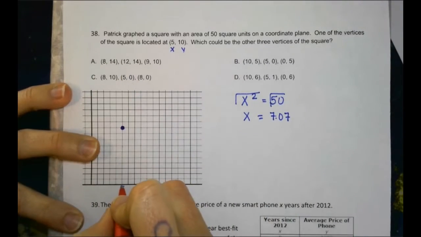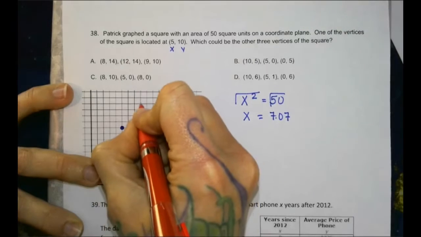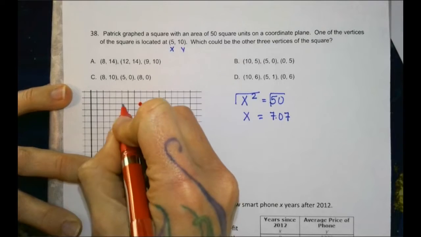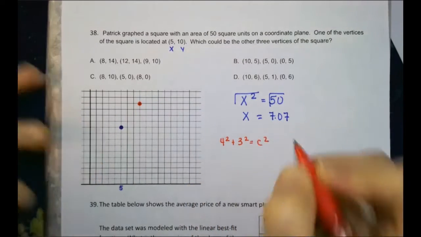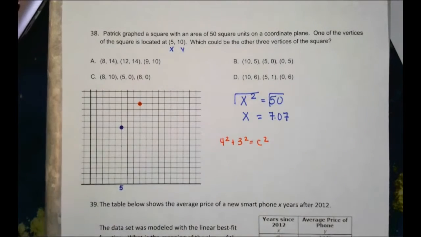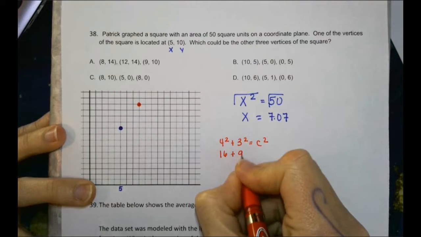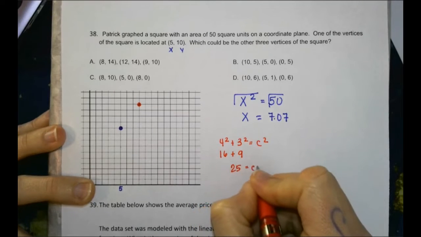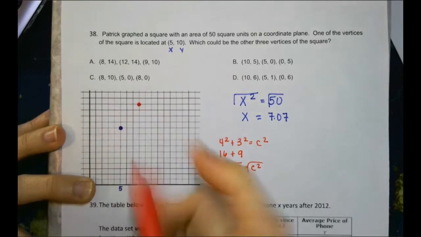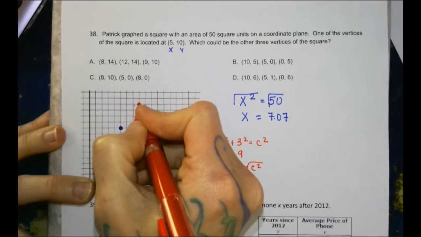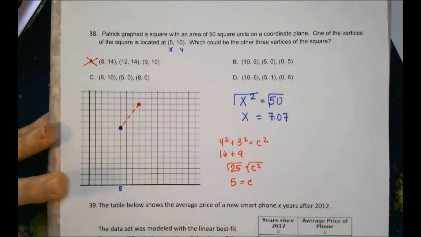So 8 and 14, 5, 6, 7, 8, 10, 11, 12, 13, 14. This is a 4 by 3. So 4 squared plus 3 squared equals C squared. And we can just check that one alone. If it doesn't give us a 7.07, we know we're done. So it's 16 plus 9, which gives us 25. And the square root of 25 is 5. So that side length, if we were to use the 8, 14 to make this our side length of our square, is not the right length.